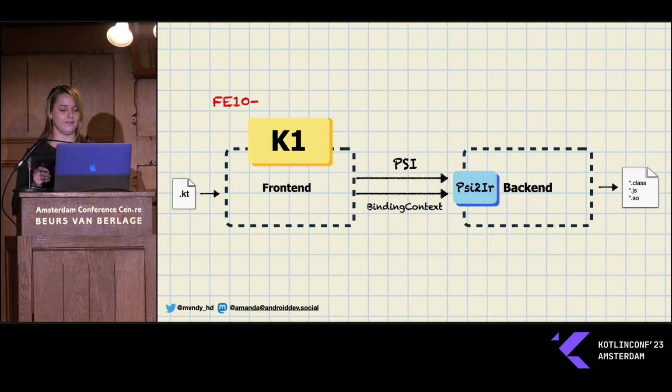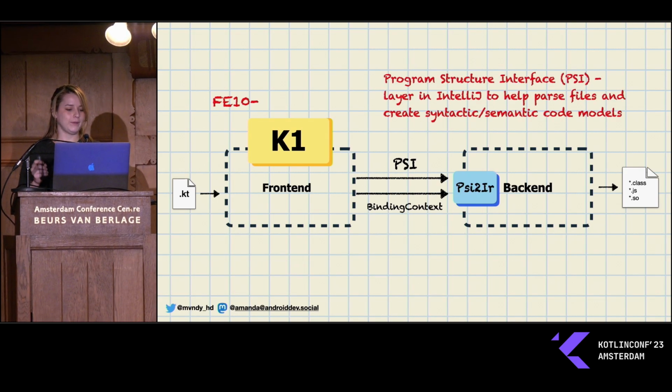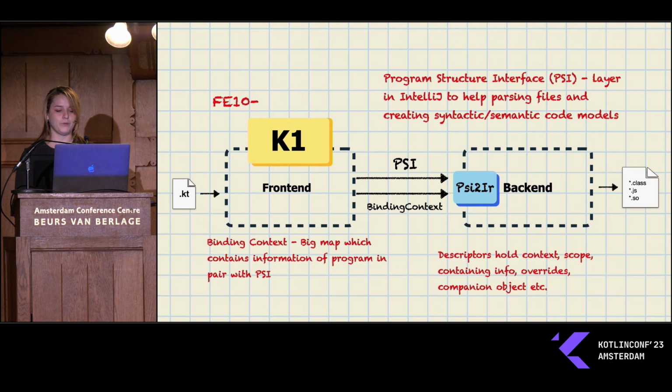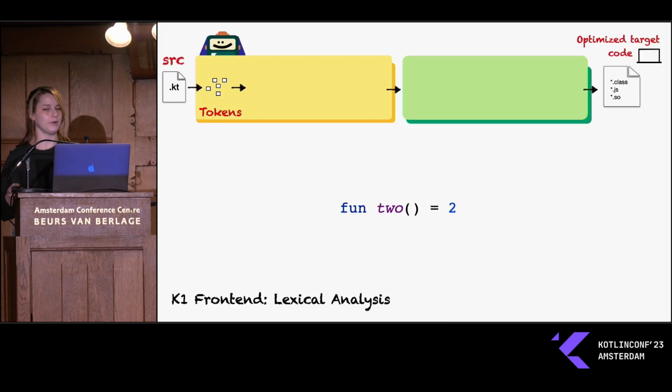So the K1 front end sends the PSI, descriptors, and binding context to the backend. PSI stands for Programming Structure Interface. It's a layer in the IntelliJ platform to parse files and create syntactic and semantic code models. Binding context is a big map which contains information about all the program and is paired to PSI. Descriptors, depending on the element types, for example a class descriptor, might hold context, scope, containing info, overrides, companion object, etc. In the case of the K1 front end, all this information is sent to the backend to transform PSI into an IR, which is used as input for the backend.